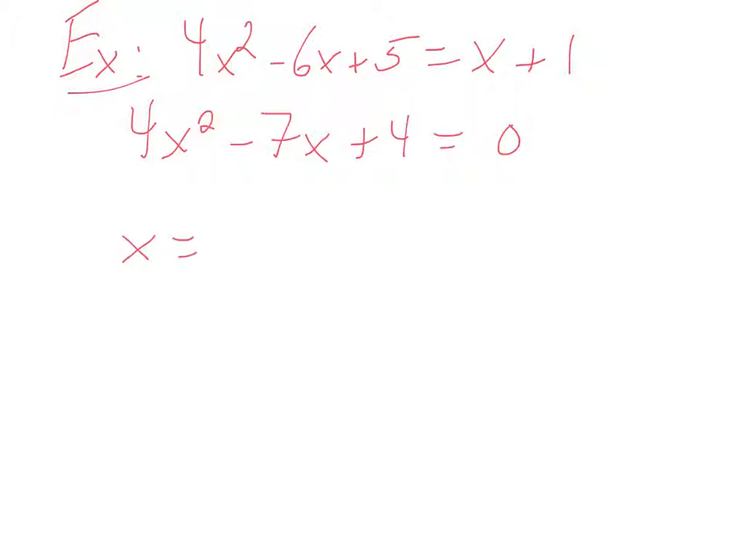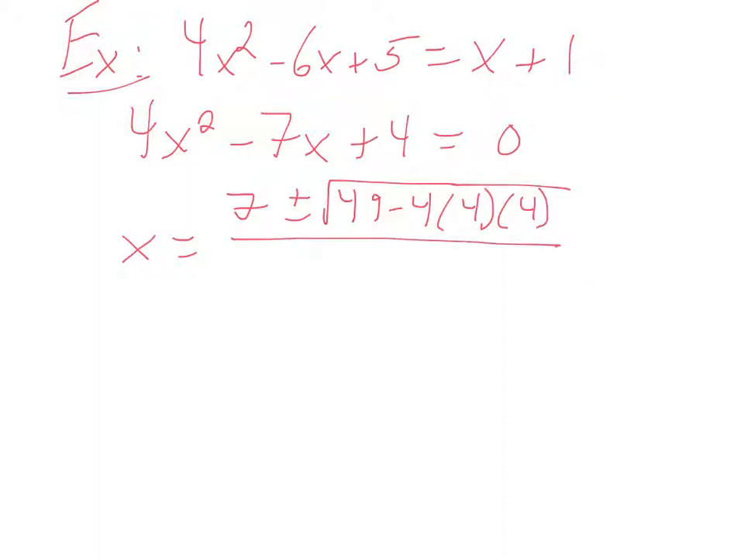x equals negative b plus or minus the square root of b squared minus 4 times a times c, all over 2a. And so we'll get 7 plus or minus the square root of 49 minus 4 times 4 times 4. What's that? 64. So 49 minus 64 is what? Negative 15.